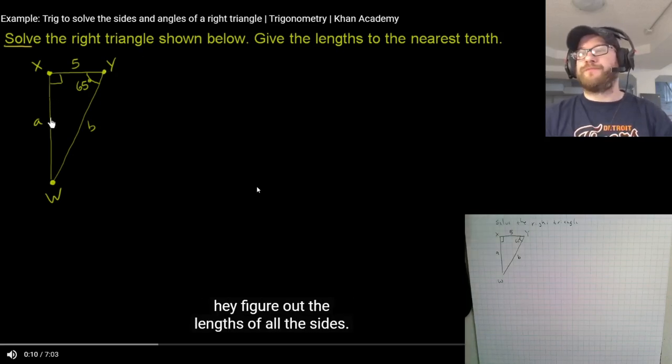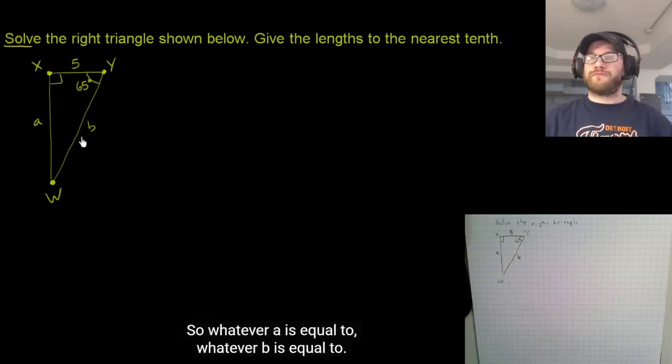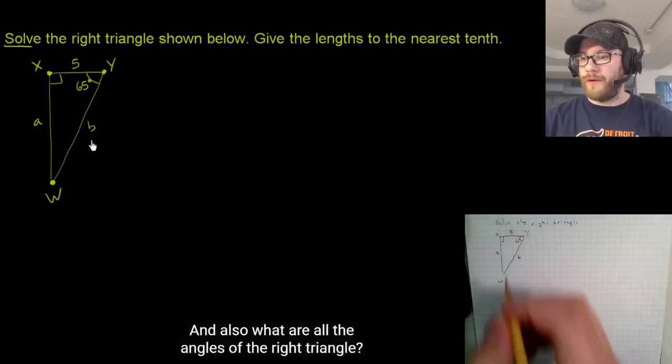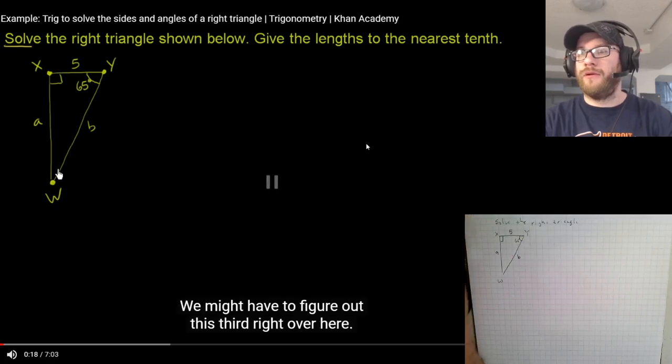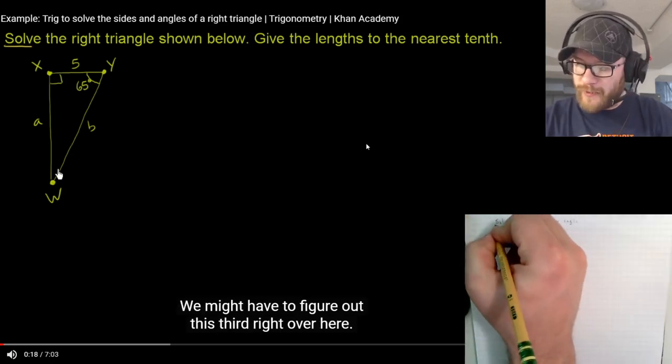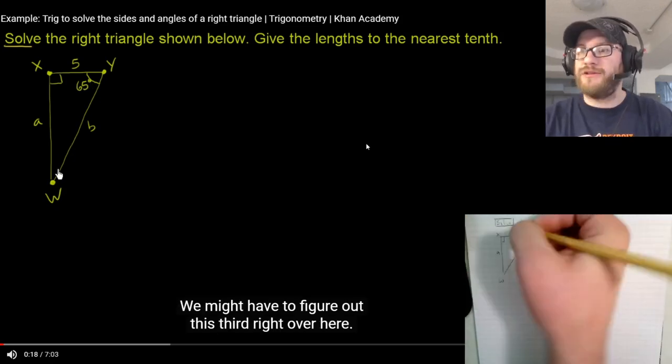Assume that they say, hey, figure out the lengths of all the sides. So whatever A is equal to, whatever B is equal to. And also, what are all the angles of the right triangle? They've given two of them. So, this word solve, he just gave us a definition for it.